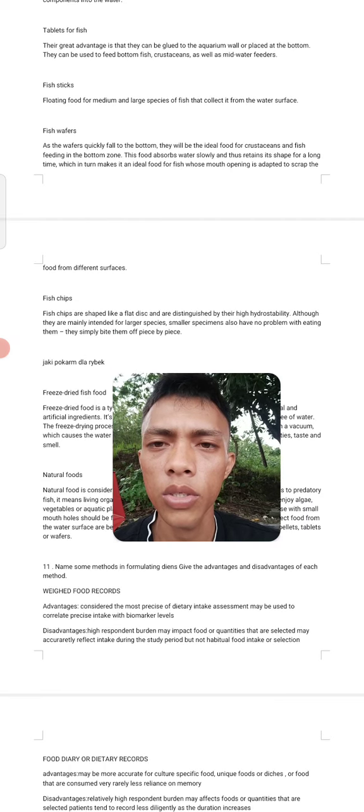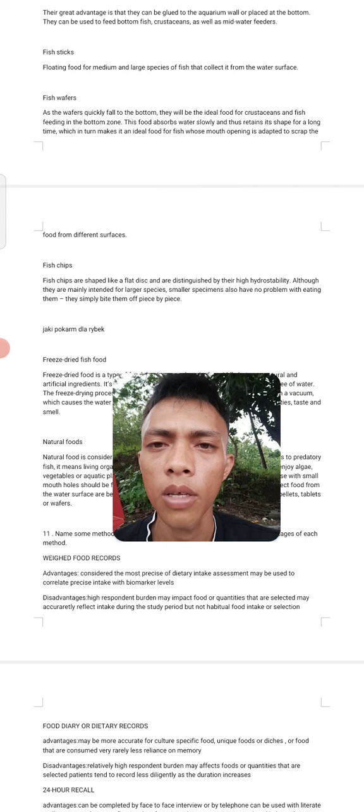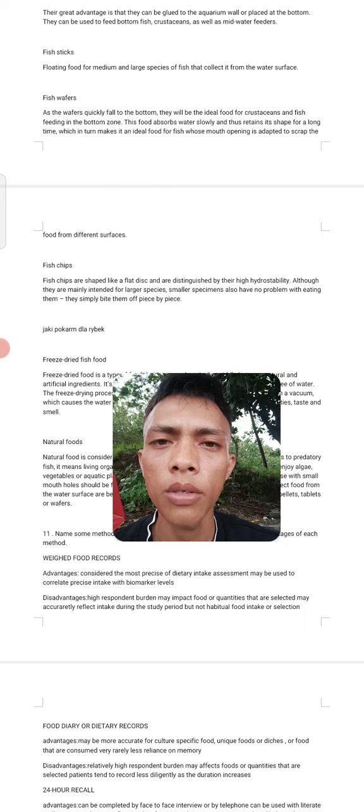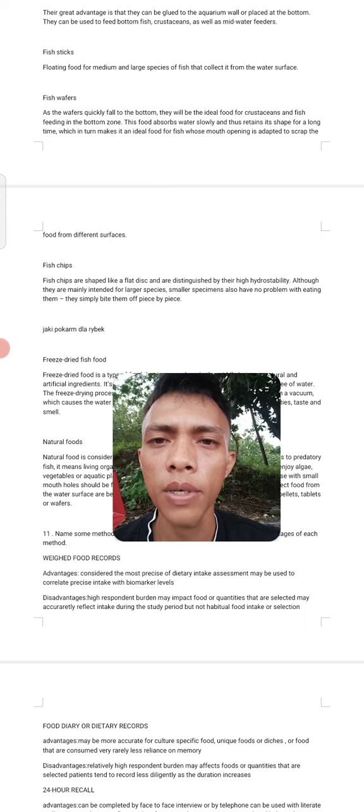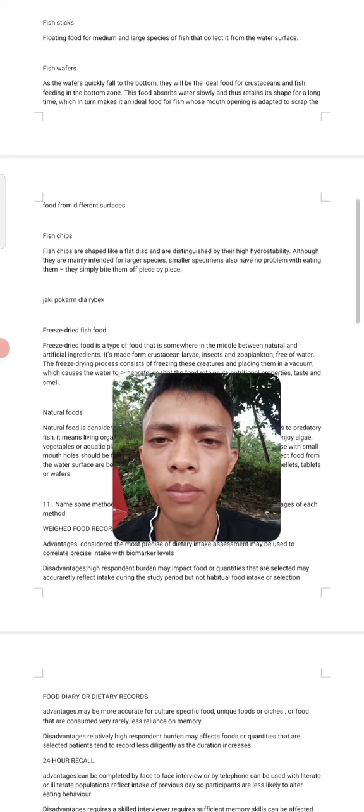Fish wafers. As the wafers quickly fall to the bottom, they are the ideal food for crustaceans and fish feeding at the bottom zones. This food absorbs water slowly and thus retains its shape for a long time, which makes it an ideal food for fish whose mouth opening is adapted to scrape the food from different surfaces.